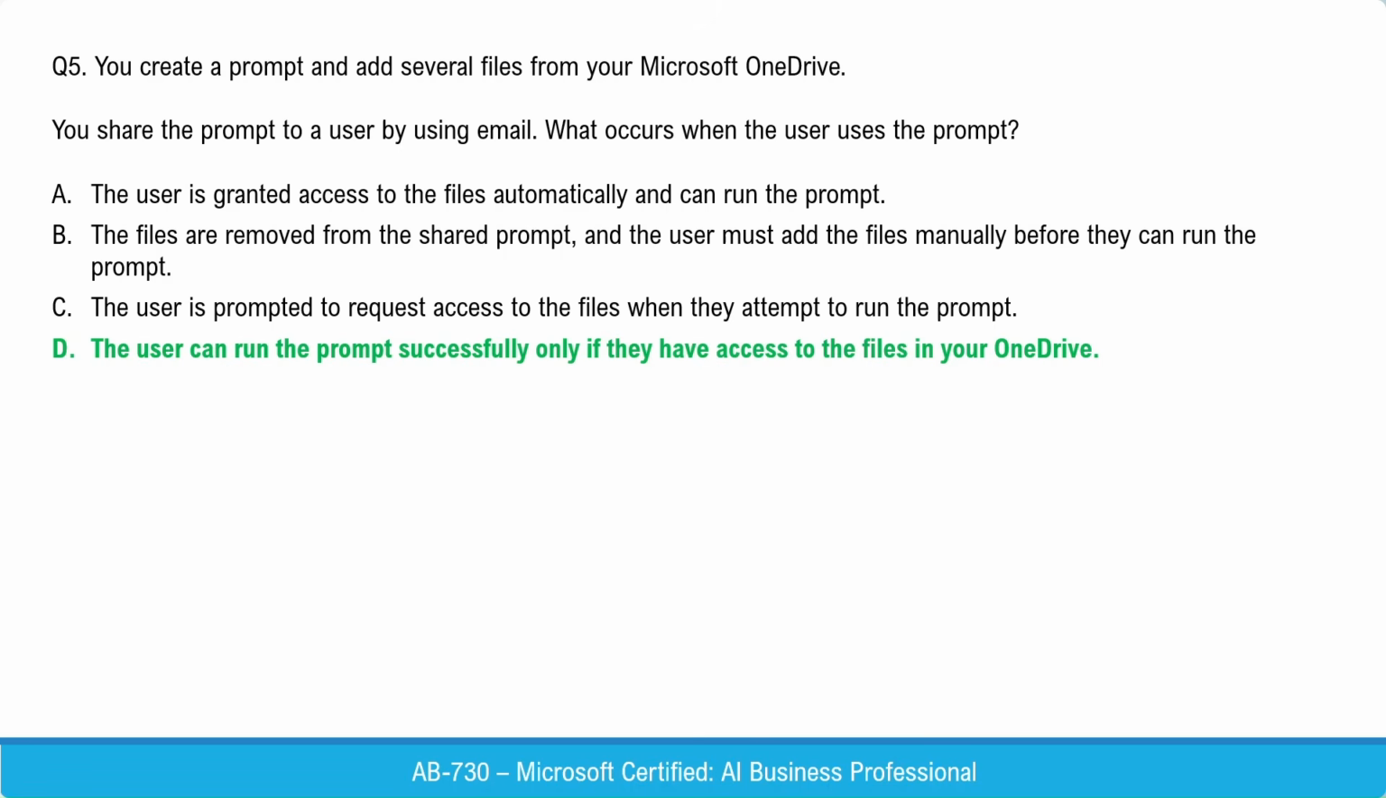So when the user runs the prompt, Copilot tries to access those files. If the user already has access, the prompt works. If they don't, it fails. That's why option D is correct. Now look at the other options. Option A says access is granted automatically. That's incorrect because Copilot never grants permissions. Option B says files are removed. That's not true. The references remain in the prompt. Option C says the user is prompted to request access. That might sound logical, but Copilot does not handle access requests. So only option D aligns with how Copilot actually works.